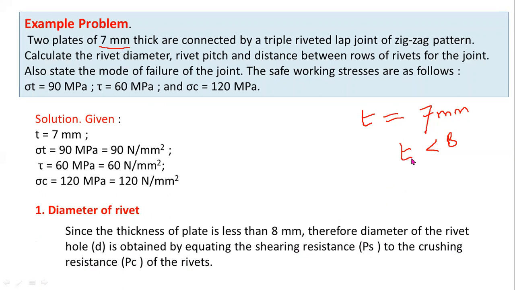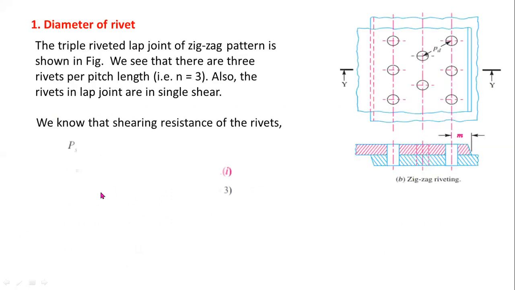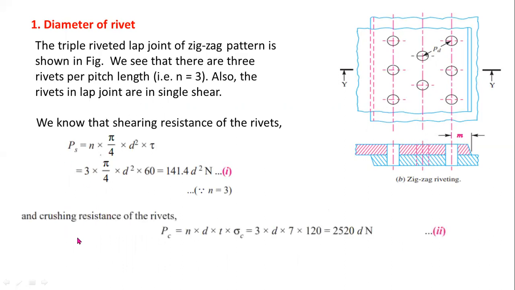If the thickness of the plate is greater than 8 mm, you have to use D equal to 6 root T. D equal to 6 root T is the formula when the thickness of the plate is greater than 8 mm. But in this question, the thickness of the plate is less than 8 mm. So you have to use PS and PC formulas.